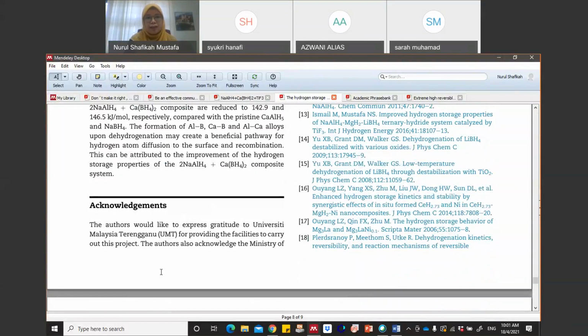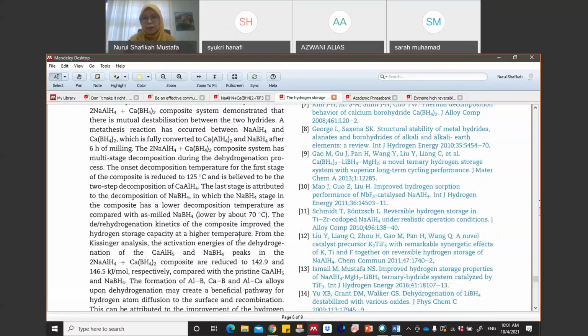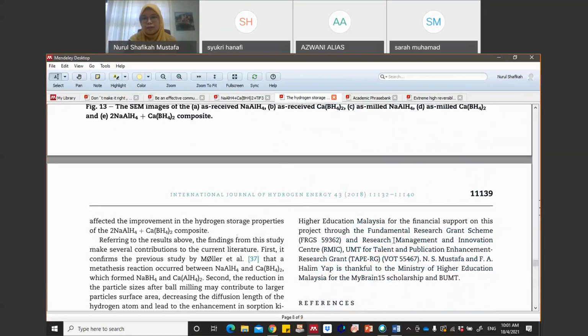And then there must be an acknowledgement. In the acknowledgement, you want to acknowledge in your manuscript maybe your university that provided facilities. If your research is under a grant, you must put and acknowledge the grant number, for example here. And if you have a scholarship or anything, put it in.